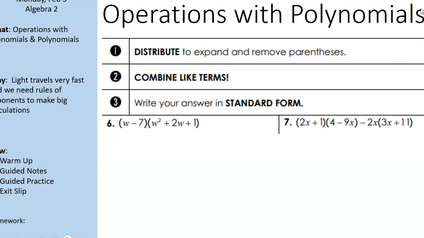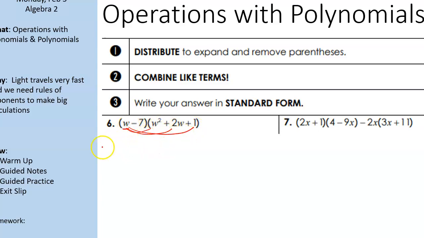Our next one, we're going to be multiplying polynomials. So we're going to distribute to expand and remove parentheses. We'll combine like terms and then make sure that our answer is in standard form. So number 6, we're going to start out. Just take the first term in the first set and multiply it the whole way through.